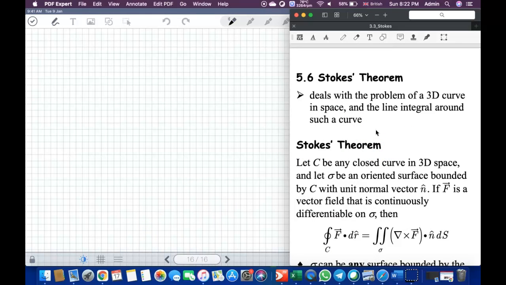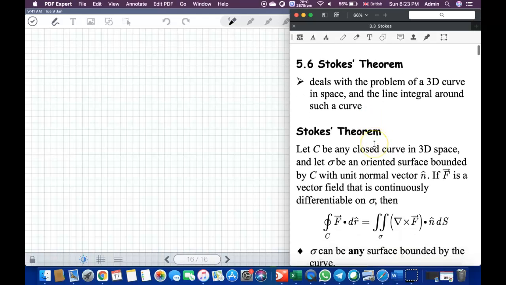Stokes theorem is actually the extension of Green's theorem, where we know that Green's theorem can be applied for a 2D system. Your vector field is in 2D, or you have a curve in 2D. But for 3D, you cannot use Green's theorem. So now you can use something whose behavior is similar to Green's theorem, but in 3D. So we have Stokes theorem.